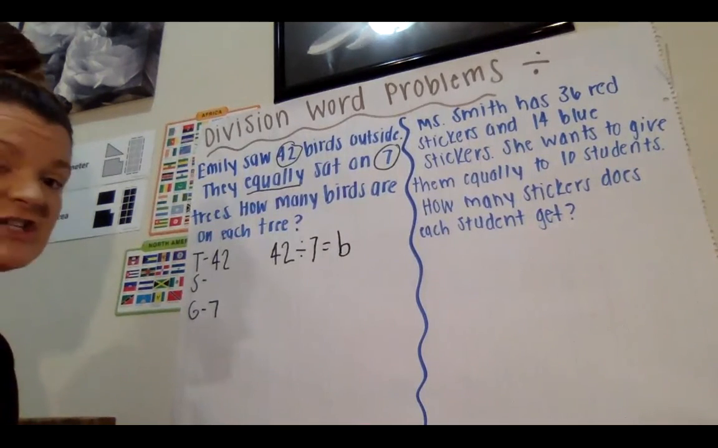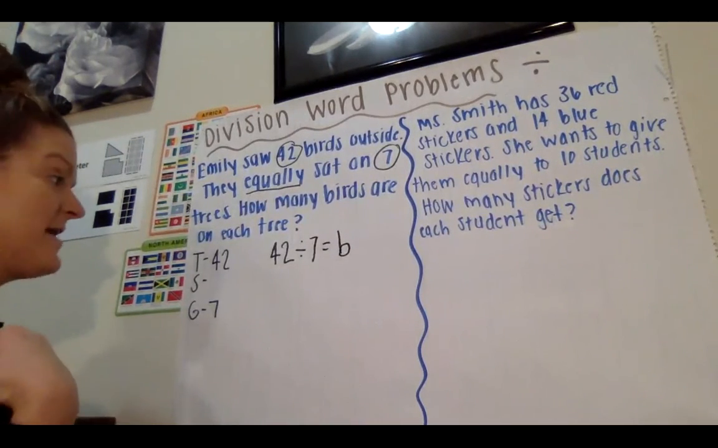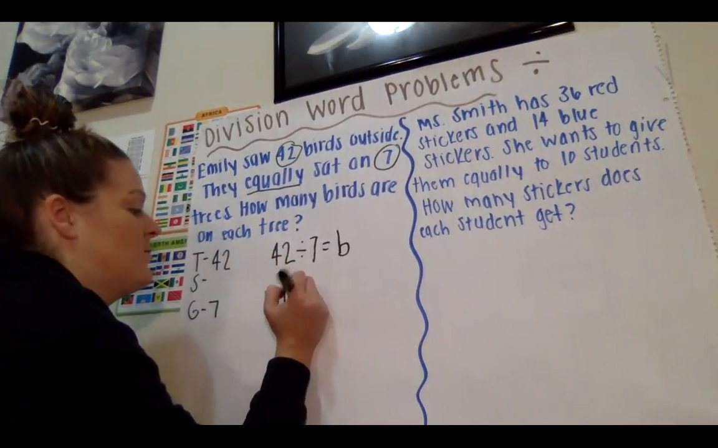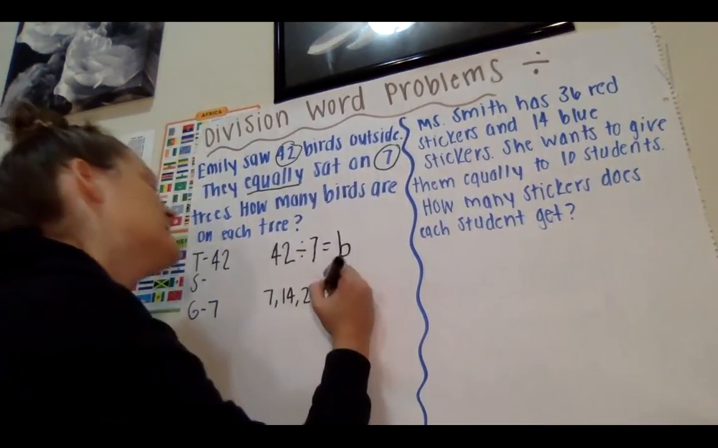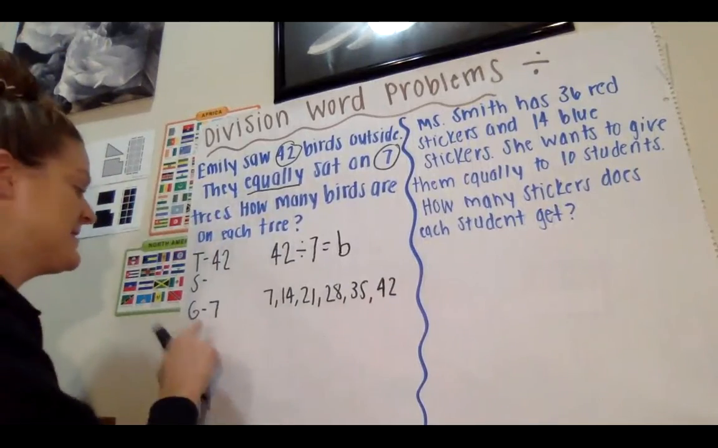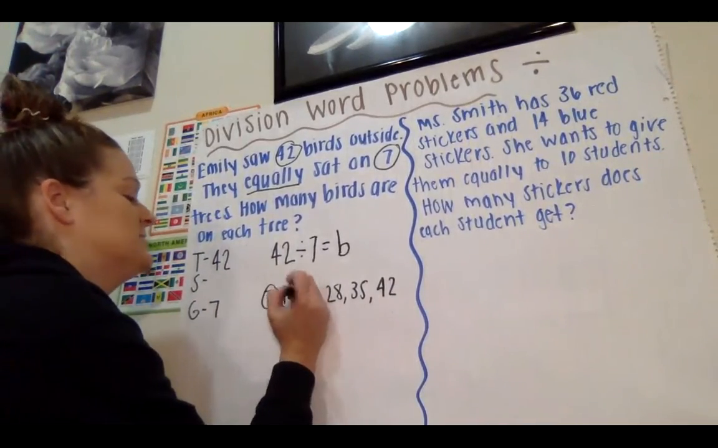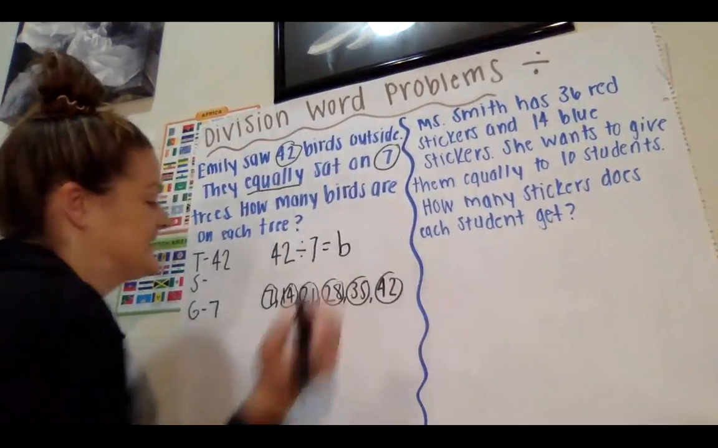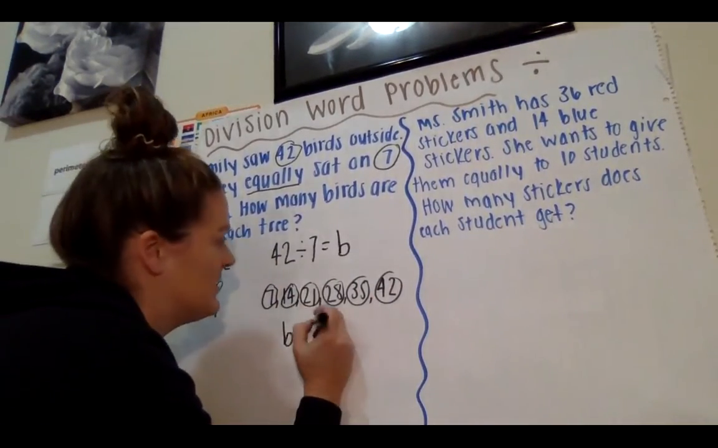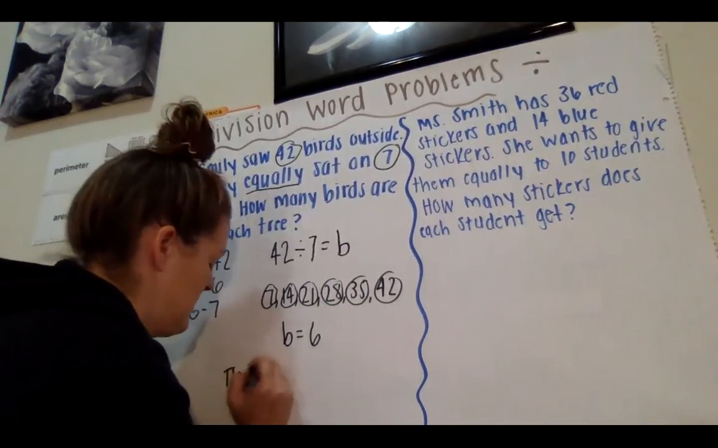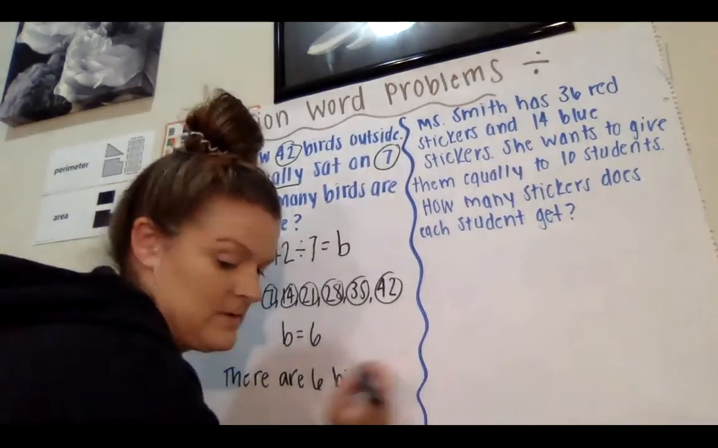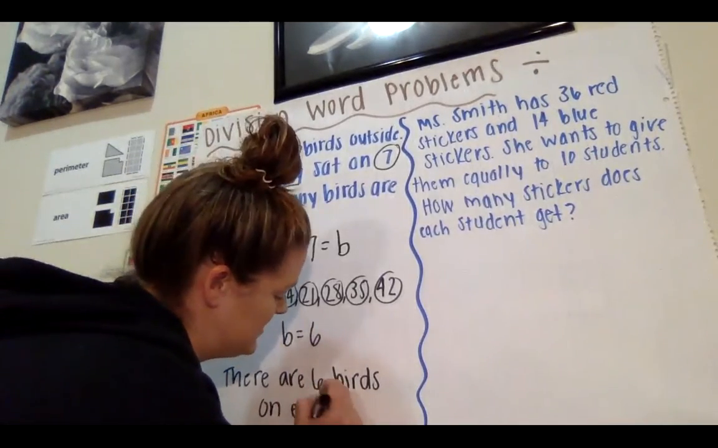Again, we have lots of different strategies for how we can solve this. I'm going to use my skip counting strategy, and I'm going to count by 7s until I get to 42. 7, 14, 21, 28, 35, 42. Perfect. Now I'm going to count my number of times I skip count. 1, 2, 3, 4, 5, 6. So that means there must be 6 birds on each tree. B equals 6. There are 6 birds on each tree.